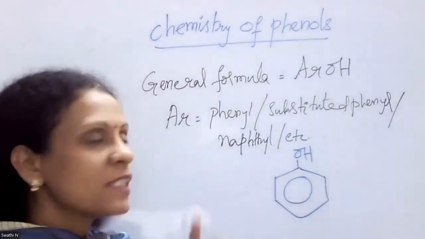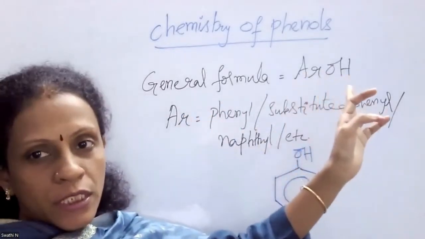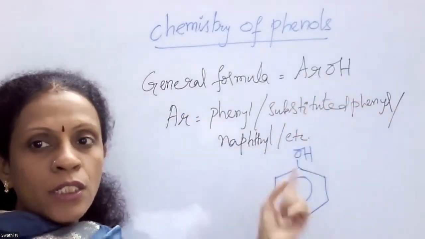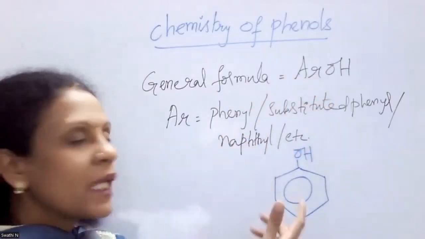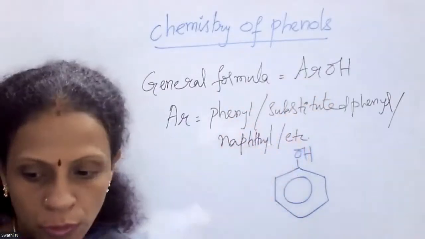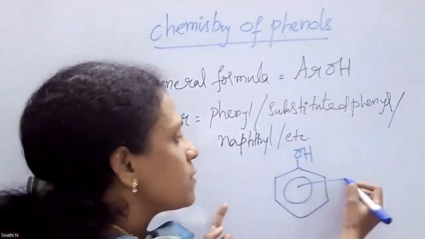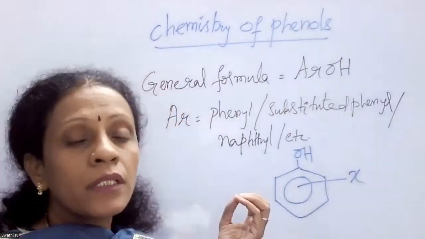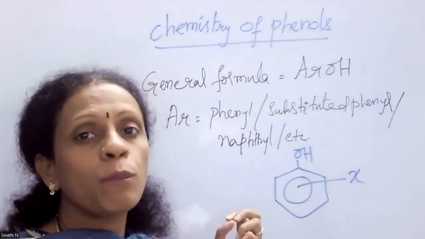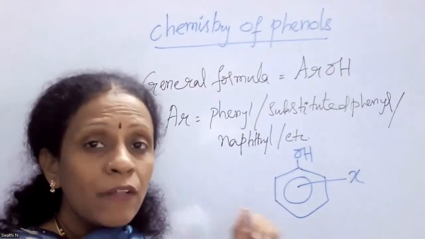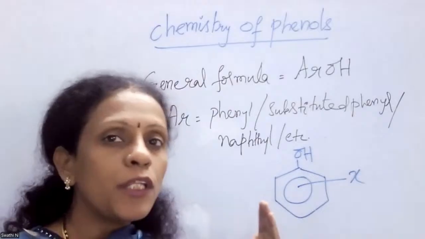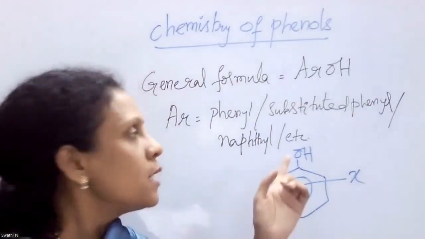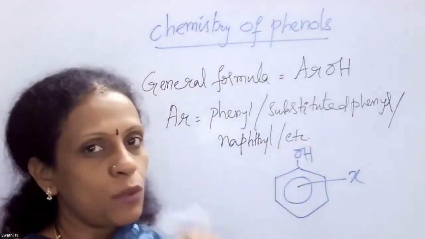Phenols are usually expressed by the general formula ArOH. This is the structure of phenol. Here Ar can be a phenyl ring system as shown here, or it can be a substituted phenyl moiety. That means this phenyl ring system may have some substitution X, Y, Z. That means it can additionally have an amino group, methyl group, and so on. In phenols, this aromatic ring system can even be replaced with polynuclear aromatic hydrocarbon systems, such as the naphthyl ring system and so on.